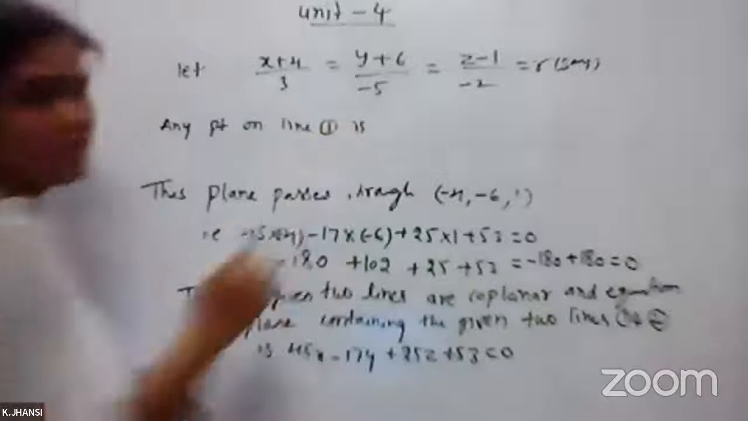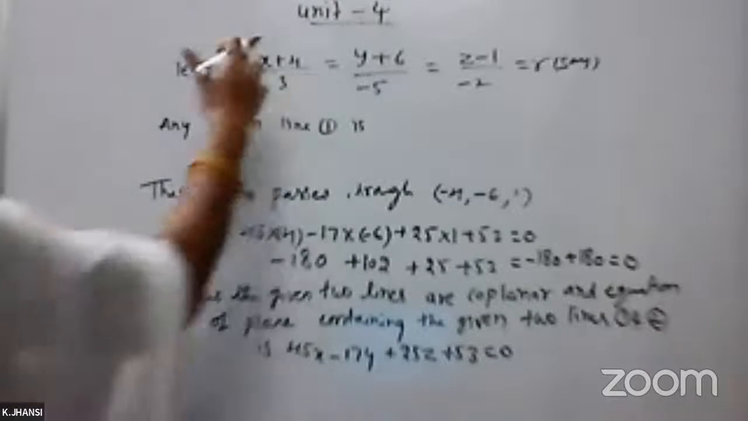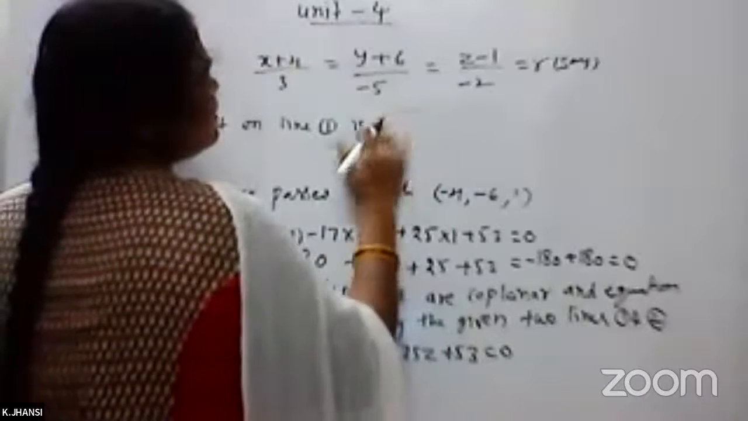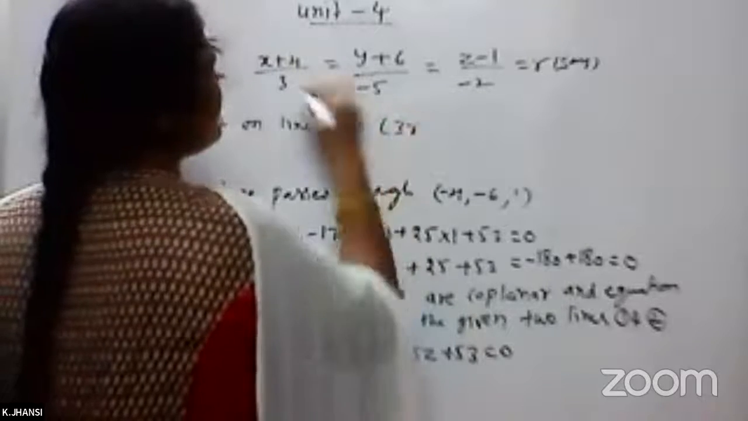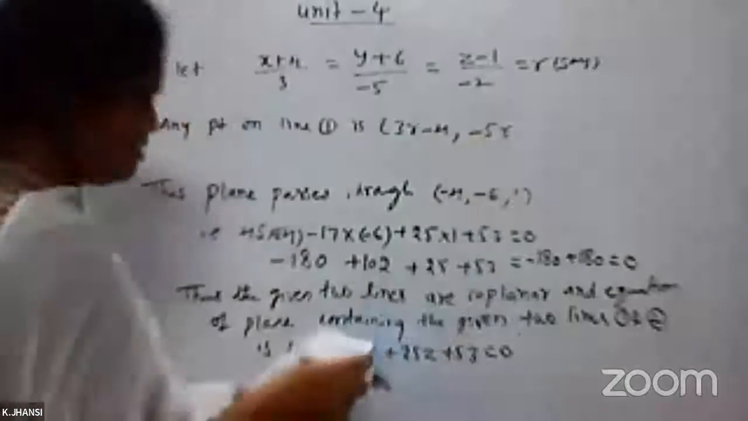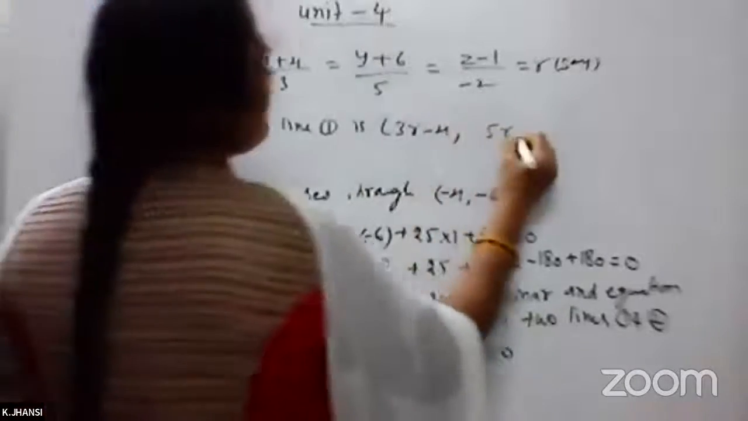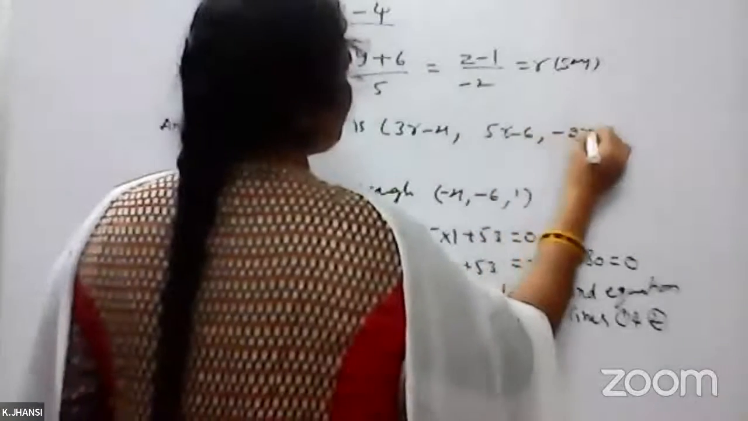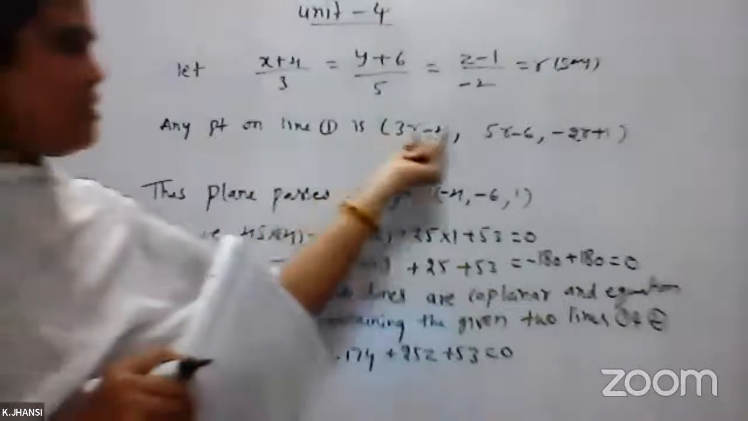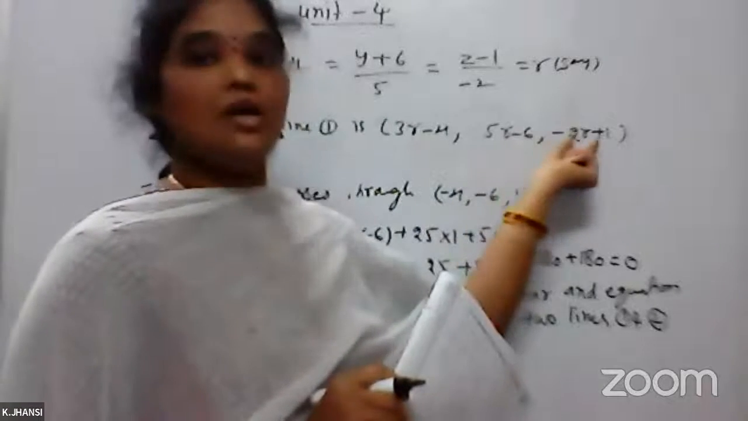line 1 is, when you do the cross multiplication, what you will get? x as 3r - 4, y as -5r - 6, z as 2r + 1. Okay, this is the point. And you know that if you substitute this point, this is the x value, this is the y value, and this is the z value.